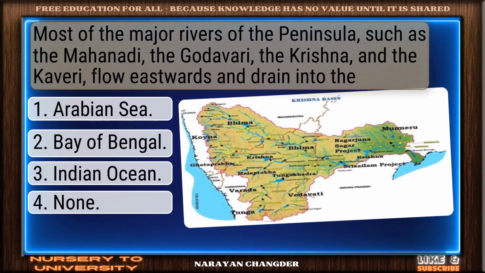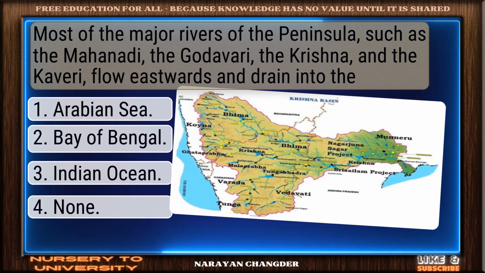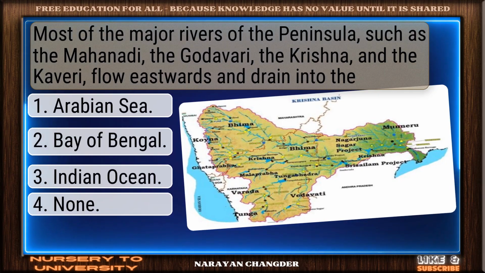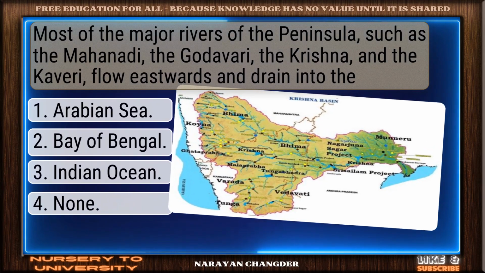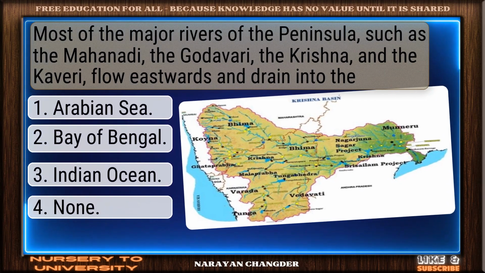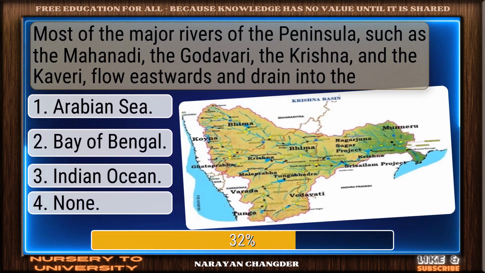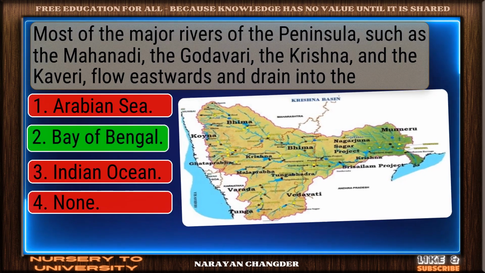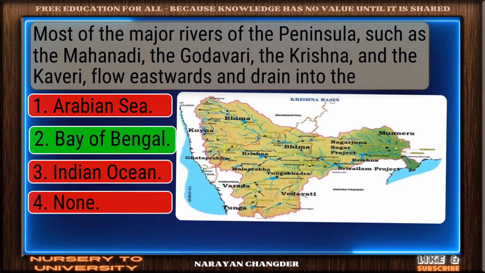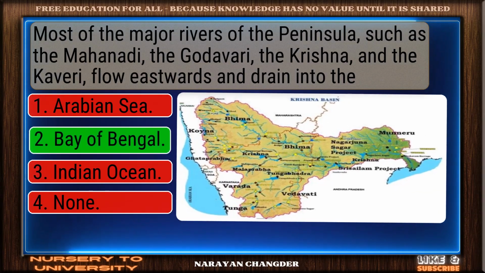Question number 12. Most of the major rivers of the peninsula, such as the Mahanadi, the Godavari, the Krishna, and the Kaveri, flow eastwards and drain into the dash. Well picked. Bay of Bengal is the correct answer.